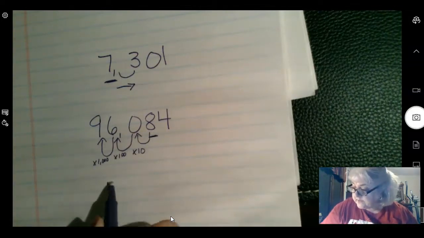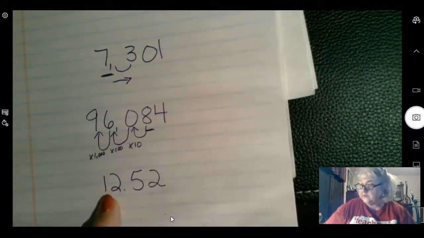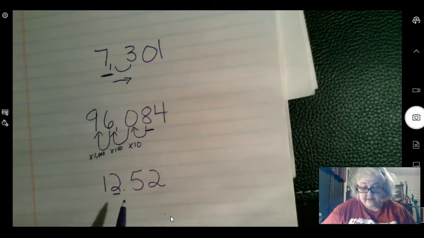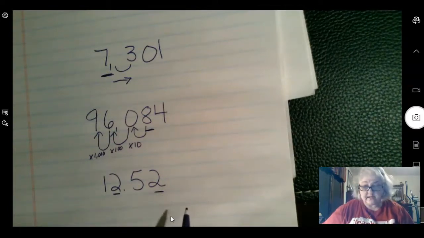So let's look at a decimal number. And I would read this as 12 and 52 hundredths. And I'm going to ask you, how many times greater is this 2 in the ones place than the 2 in the hundredths place? And how could we say we know that? I'm hoping that you're thinking about your hops and you're thinking as times 10, times 100.